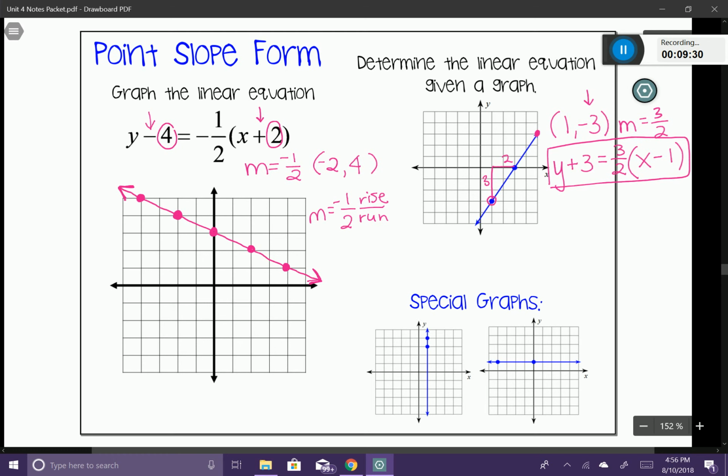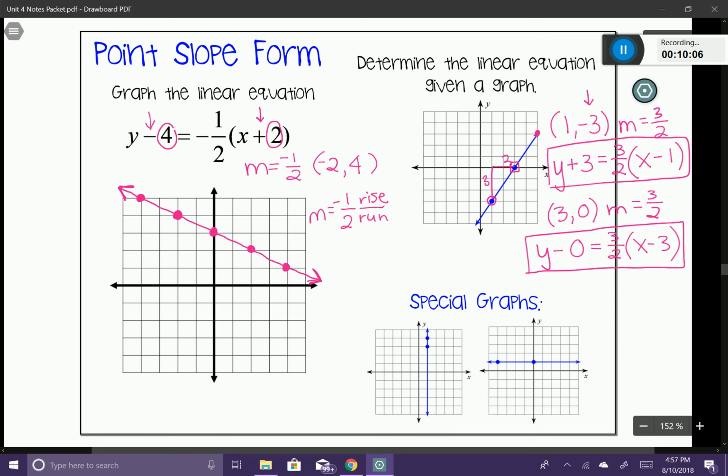Now you might be wondering, well, what if I didn't choose that point right there? And what if I chose the point right up here? Well, that's perfectly fine. Your equation is just going to look slightly different, and here's how. The point that you have here is going to be 3, 0, but your slope is going to remain the same. When that happens, it's just going to change your equation. So let's go ahead and change it. Y minus 0 equals 3/2 times x minus 3. And therefore, you have this equation.